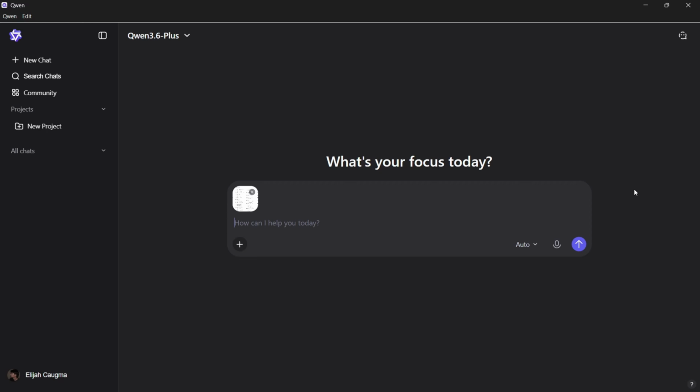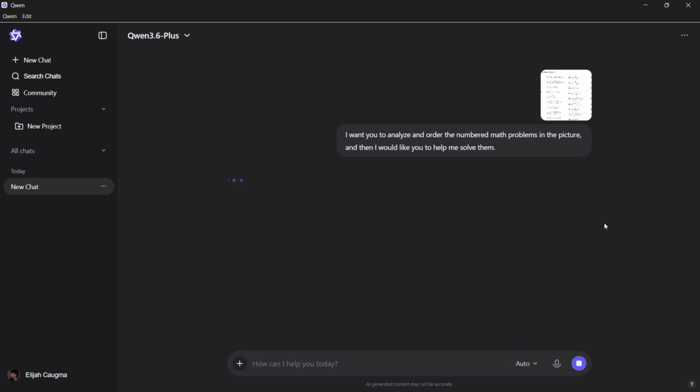So I'm going to start writing my prompt. I'm going to type, I want you to analyze and order the numbered math problems in the picture, and then I would like you to help me solve them. So now I'm going to hit enter to send the prompt, and I'm going to give the AI a few minutes to respond. So as you can see, examining the picture with precision.